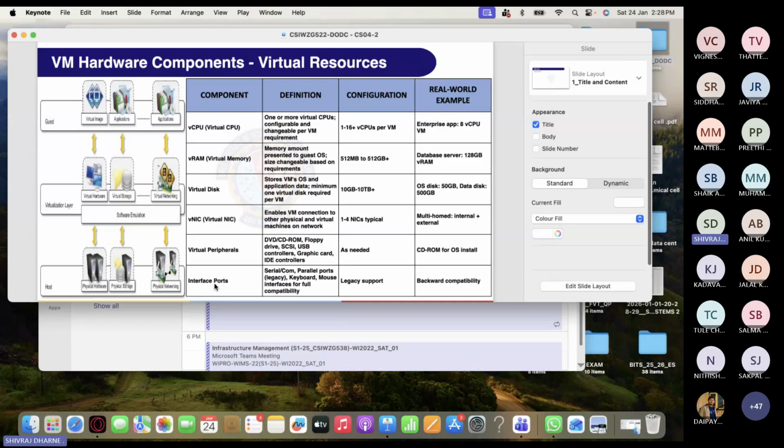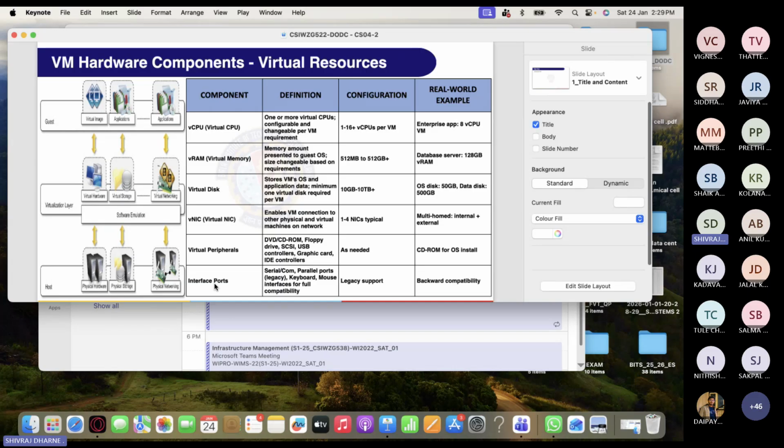Anybody can tell me what is an IDE controller? Anybody knows what an IDE controller is? If you don't know, you can just say whatever you know, or you can say I don't know. Anybody has heard about an IDE controller? It's a hardware interface used to connect the storage devices. What are the storage devices? CD, DVD, whatever we are mentioning, to the computer's motherboard.